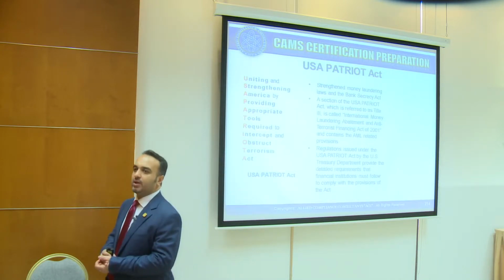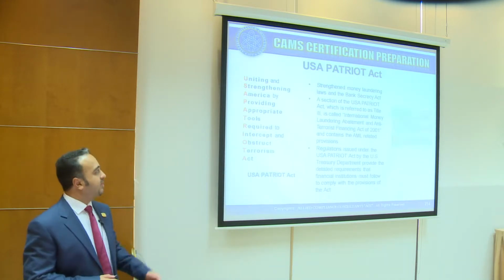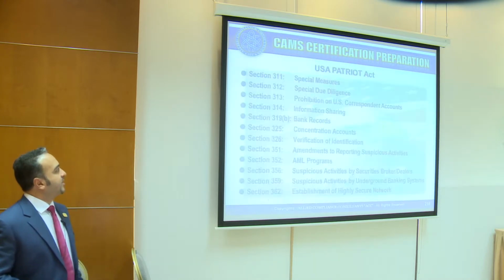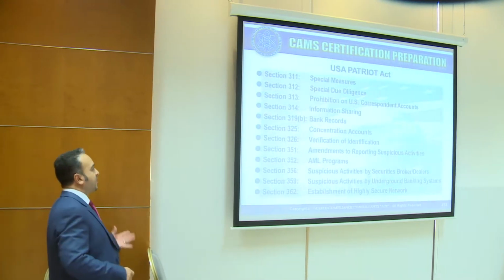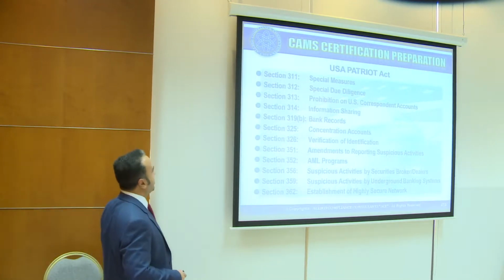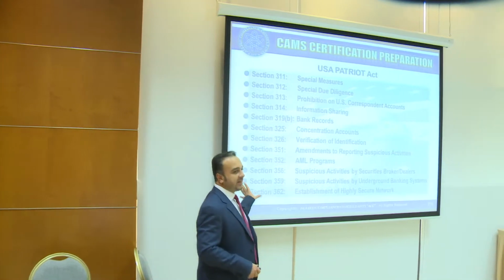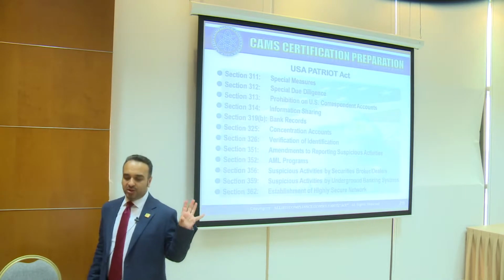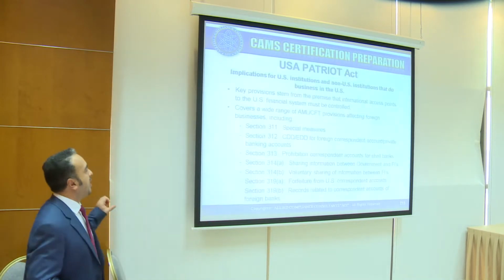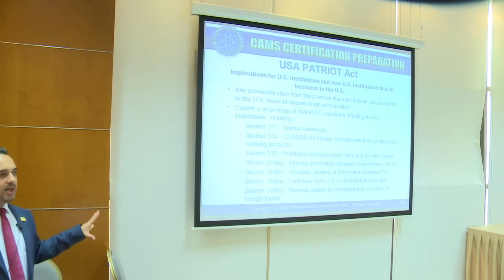Of course, we always call it the Section 300. So we have Section 311, 312, 313, 314, 319B, 325. I mean, it's all this. I just give you some select sections. You do not need to memorize that, but the important ones are those here.